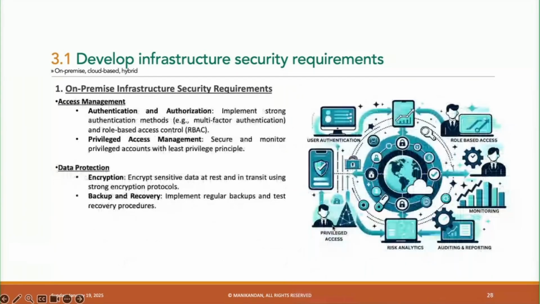When we are talking about access management, have authentication and authorization. Implement strong authentication methods such as multi-factor authentication and role-based access control. And wherever privileged accounts are required, use privileged access management such as CyberArk or Arcos PAM solutions, which can secure and monitor the privileged accounts with the least privilege principle. For data protection, encrypt sensitive data at rest and in transit using strong encryption methods and protocols, and make sure that you conduct regular backups and test the recovery procedures.